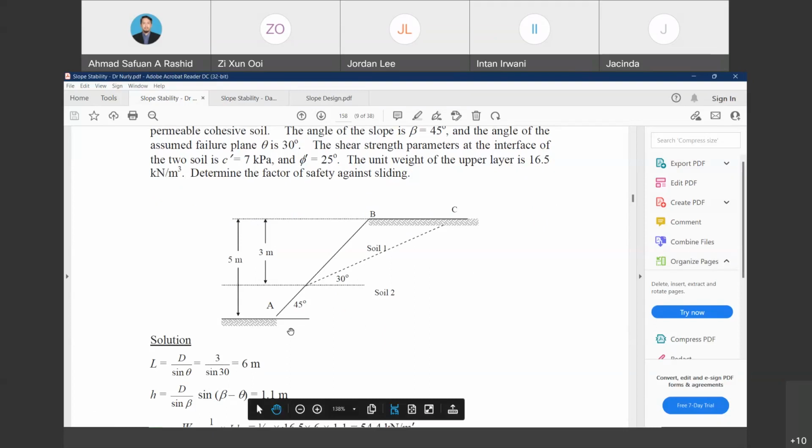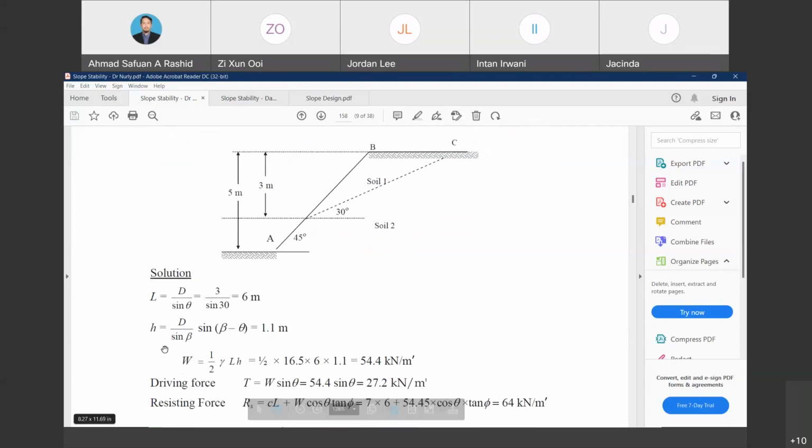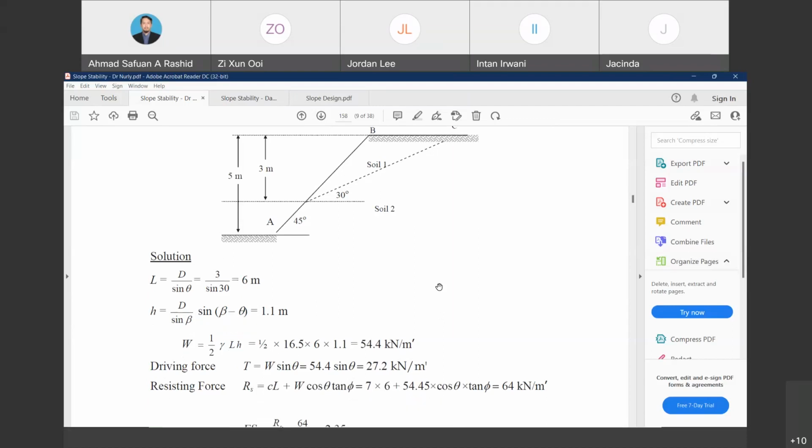Then to get the H, actually this H, it is D over sine beta times sine of beta minus theta. Include all the input, then we get 1.1. Later on, the equation is half gamma L H. Then we get 54.4. So that is for the W.